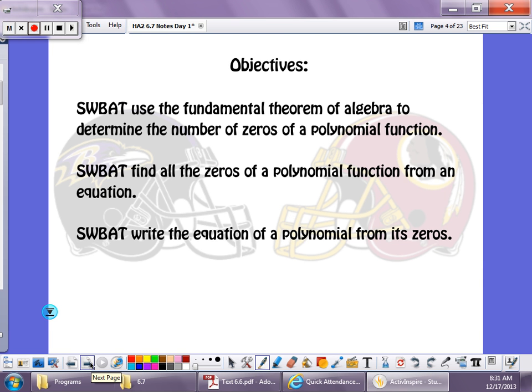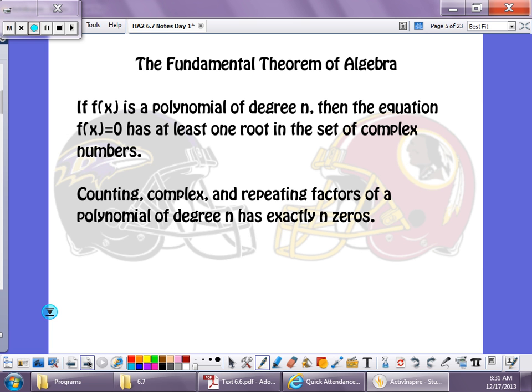All right. So we're gonna find zeros, just like we were doing yesterday, and then we're also going to, when given the zeros, find the equation. All right. So here is the fundamental theorem of algebra.